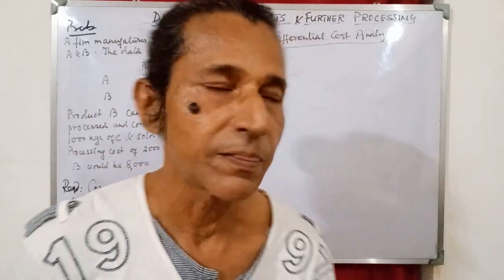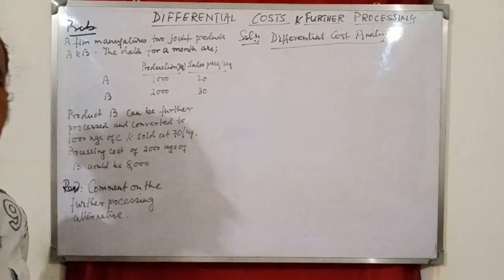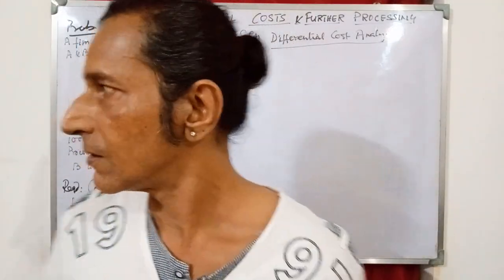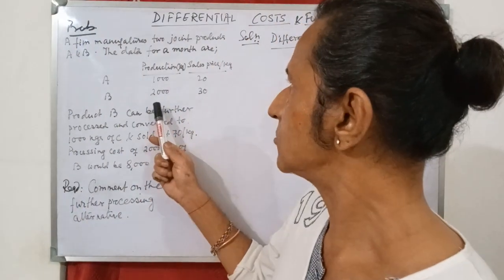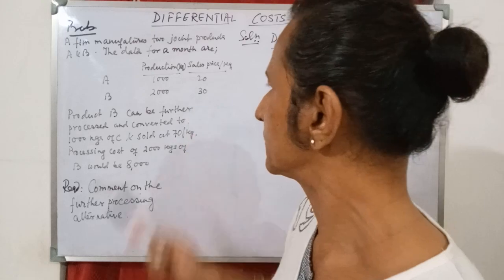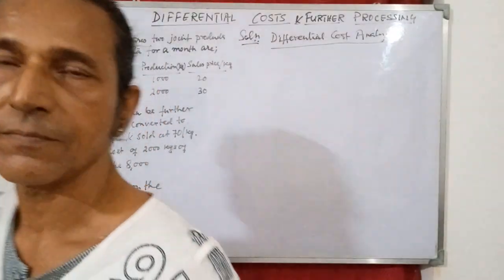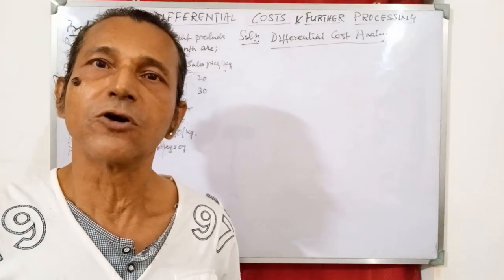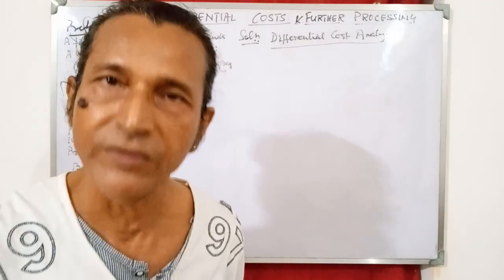On the other hand, if the firm does not take that alternative course of action, instead goes on producing B and selling that at 30 per kg, then there is no question of any incremental revenue.